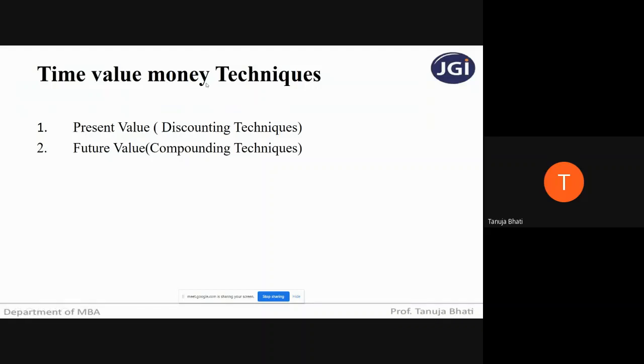So students, as we know, time value of money means the value of money keeps changing with time. Now, in order to know the changed value of money with time, we use two techniques. That is the discounting technique, to know the present value in case we have the future value in hand, and the compounding technique. You will use the compounding technique when you want to find out the future value if the present value is given to you.